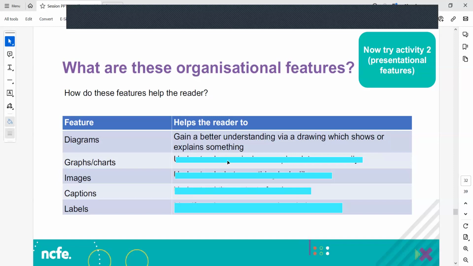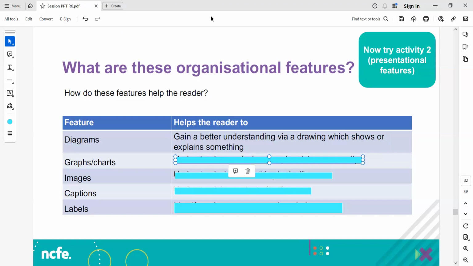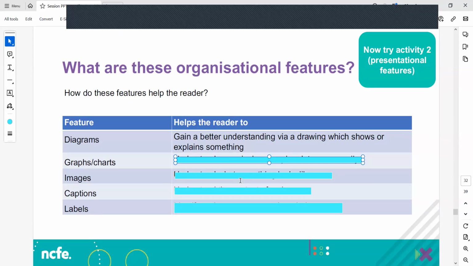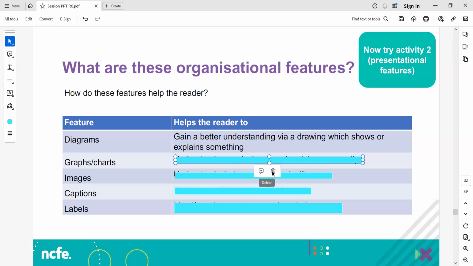Graphs and charts, how do these help? Anyone want to suggest? To show a better understanding of portions. Sorry, I can't hear the last word you're saying. A better understanding. Portions. Mm-hmm.